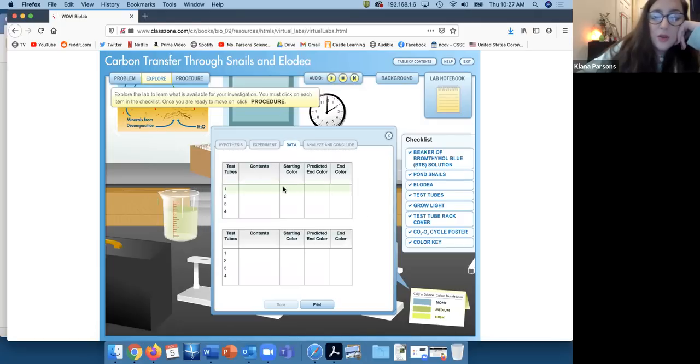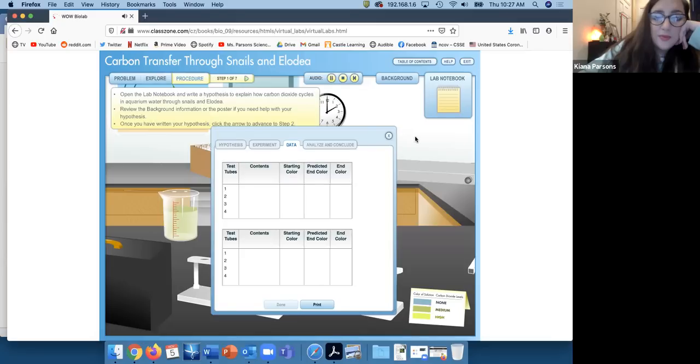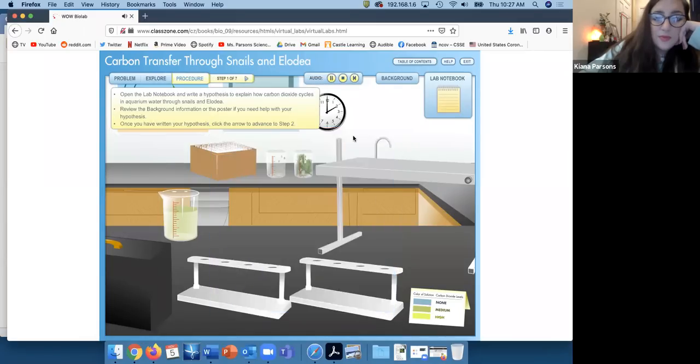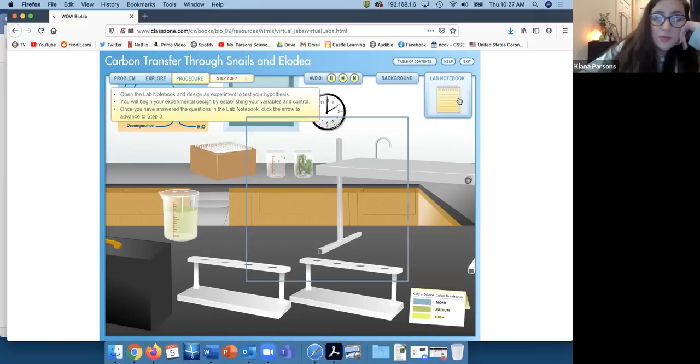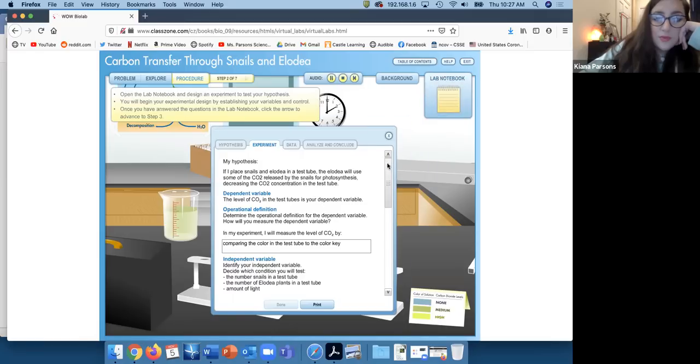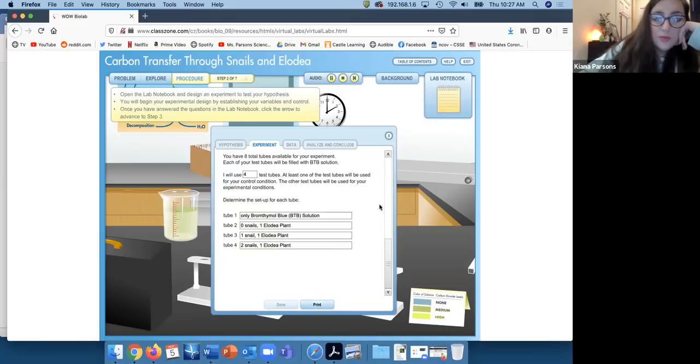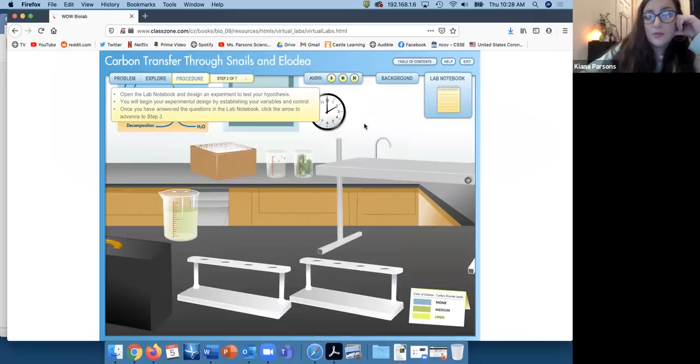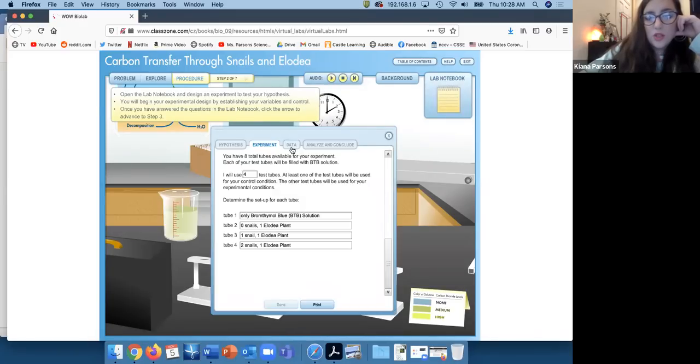Okay, so now we're going to actually do our experiment. Open the lab notebook and write a hypothesis to explain how carbon dioxide cycles in aquarium water through snails. Open the lab notebook and design an experiment to test your hypothesis. You will begin your experimental design by establishing your variables and control. Once you have answered the questions in the lab notebook, click the arrow to advance to step 3. We already answered the questions in the lab notebook.